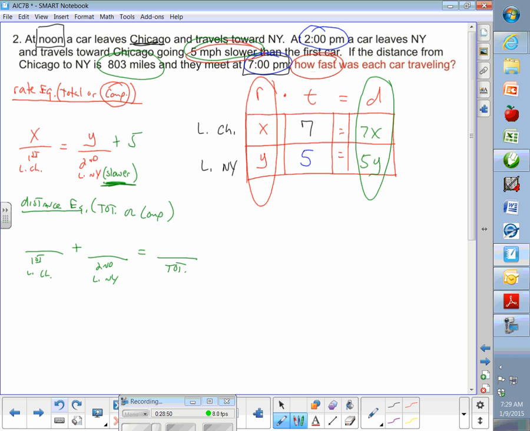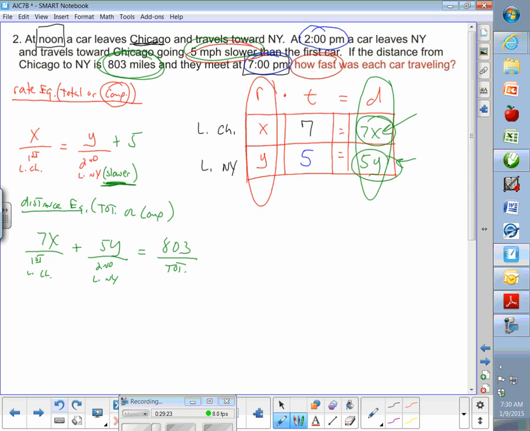What is the distance of the car leaving Chicago? Look at your chart. It's 7x. That's the distance. What is the distance of the car leaving New York? Look at your chart. It's the 5y. What is that total? Look back at the word problem. It said 803 miles. All right, we've got that done, and we're ready to roll.